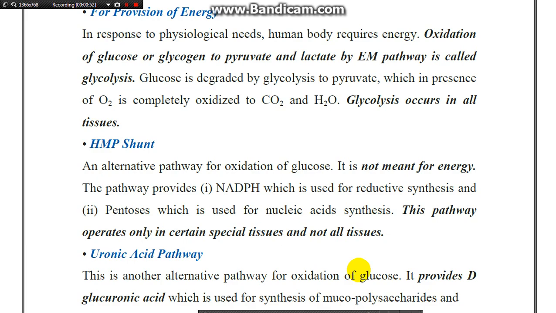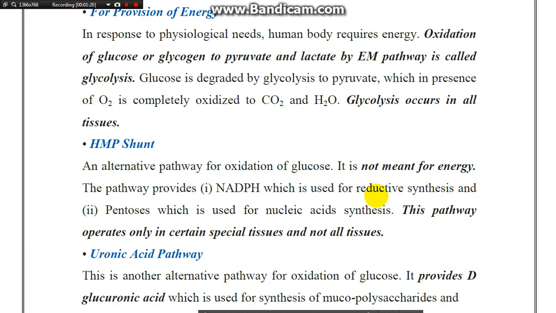It is an alternative pathway for oxidation of glucose, and it is not meant for energy. The pathway provides the NADPH, which is used for reductive synthesis, and pentose, which is used for nucleic acid synthesis. This pathway operates only in certain special tissues and not in all tissues.